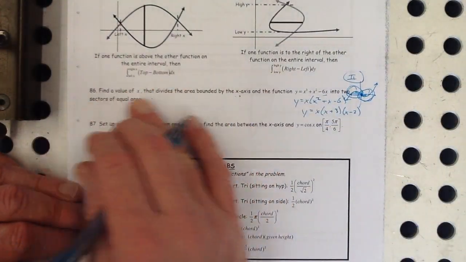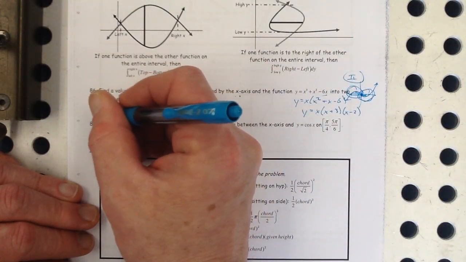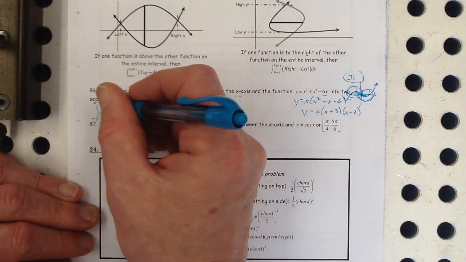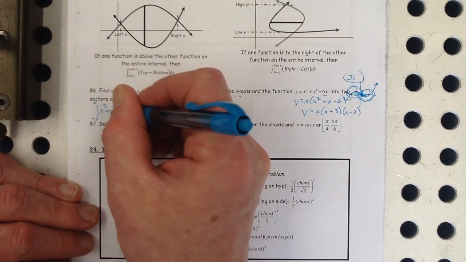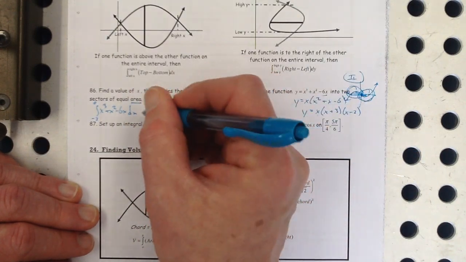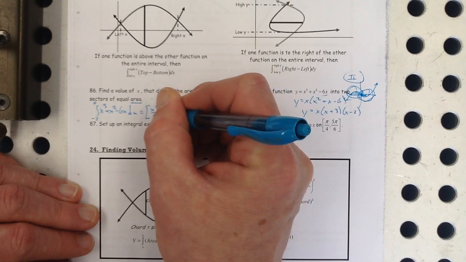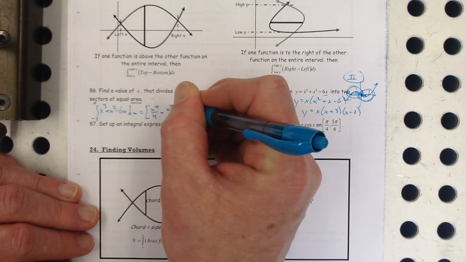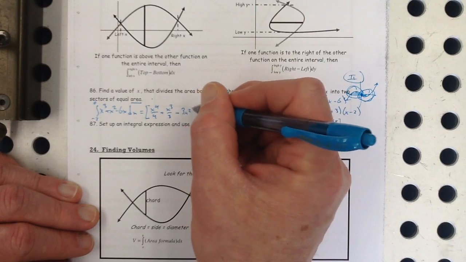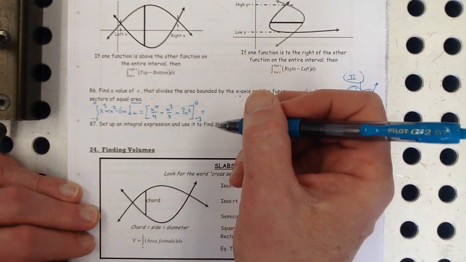Okay, so if I want to divide this into two equal areas, then first thing I need to know is what's the area from -3 to 0? x cubed plus x squared minus 6x. This is going to be a little bit nasty without a calculator, I think, but I'm going to power through. At least there's a 0.